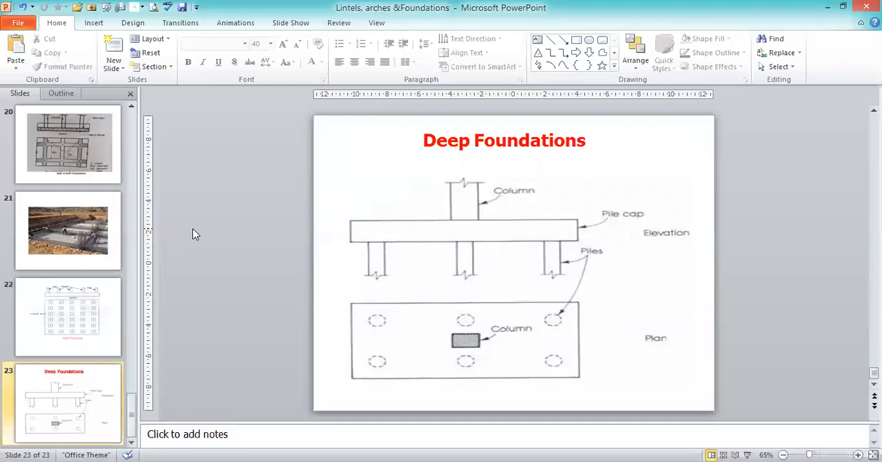Otherwise, we have to go for completely removing the soil and replacing it with soil of high strength and bearing capacity. We can say the strong soil is going to replace the weak soil, and then the construction is going to take place. So that is one direction.